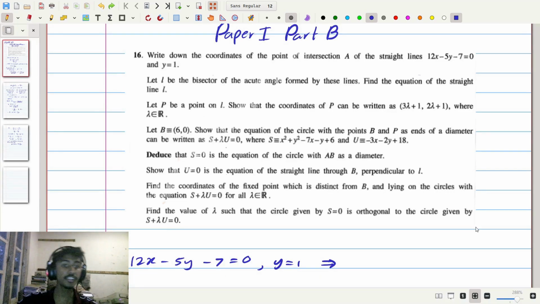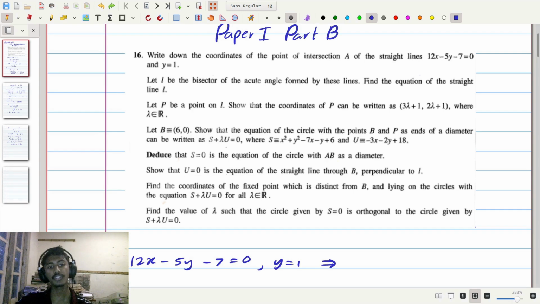At first, this part of the question says, let the point B be given by (6, 0), and given this, we are asked to show that the equation of the circle with the points B and P as ends of a diameter can be written as S + lambda U = 0, where S is x² + y² − 7x − y + 6, and U is −3x − 2y + 18. After that, we're asked to deduce that S = 0 is the equation of the circle with AB as a diameter. And then it says, show that the equation U = 0 is the equation of the straight line that goes through the point B and is also perpendicular to the line L.